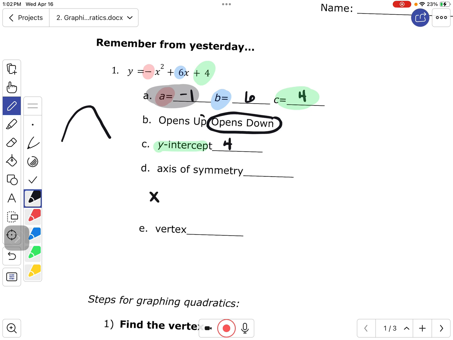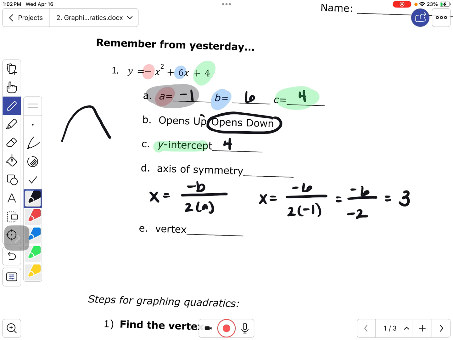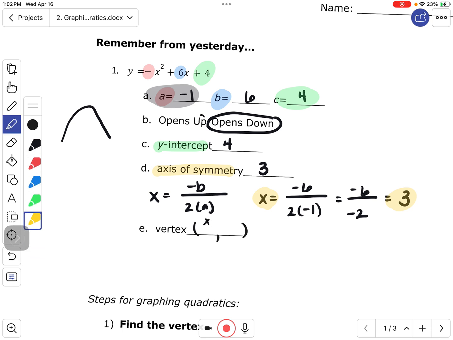And then your axis of symmetry is the formula, opposite B divided by 2 times A. So I'm going to say x equals, right now my B is a 6, so I'm going to do a -6 divided by 2 times what my A value is, which is a -1. So I have a -6 and a -2, and that's going to give me a +3. So my axis of symmetry is x equals 3. So I'm going to use that 3 right here. But remember, it's also the first number of your vertex. So because this is an x and I got x equals 3, I'm going to put a 3 there.